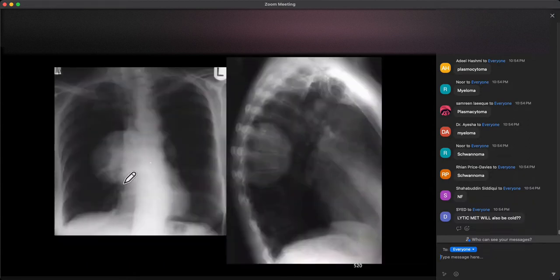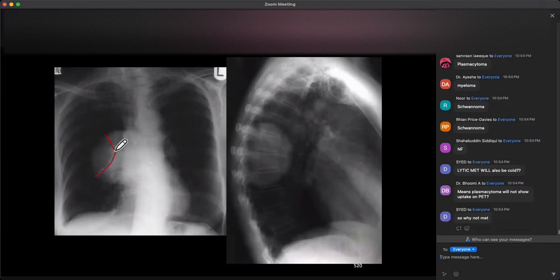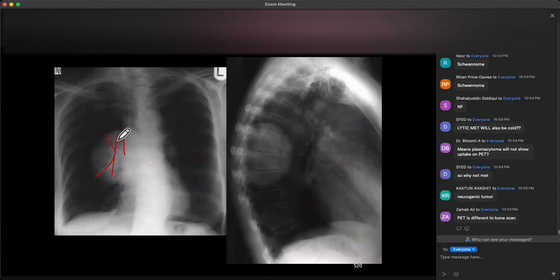Another example of the hilum overlay sign. We can see the blood vessels coursing through this structure. Therefore, it's not a middle mediastinal mass lesion. I can see the right heart border here. Therefore, it's not an anterior mediastinal mass lesion. Therefore, it can only be posterior. And that's what it was, confirmed on the lateral view.